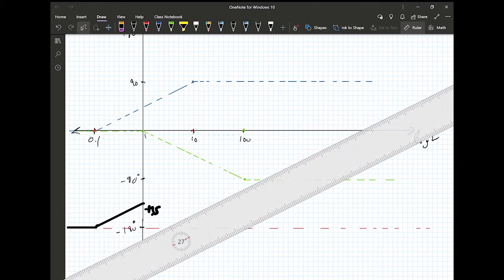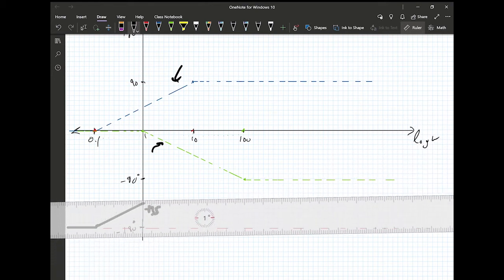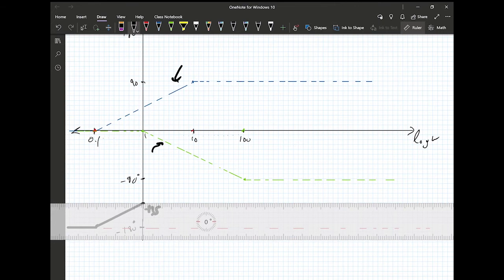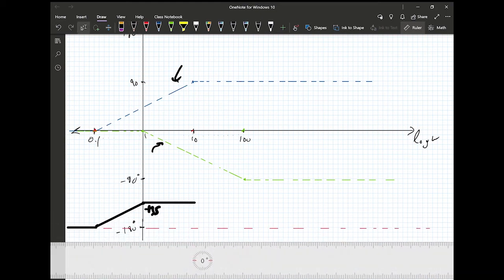Now in the second decade, from 1 to 10, we still have the slope of the 0, but now the slope of the pole starts happening and it counteracts the slope of the 0. So we have here plus 45 degrees per decade, and we have here minus 45 degrees per decade. So we end up with an effective slope of 0. So up to 10, the slope of the phase is going to be 0. Right?